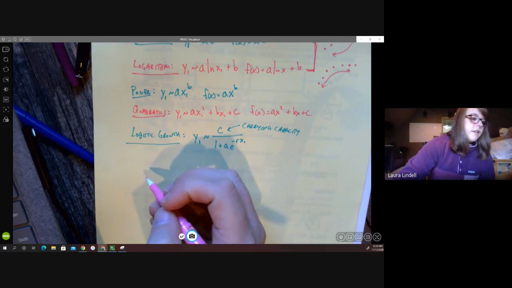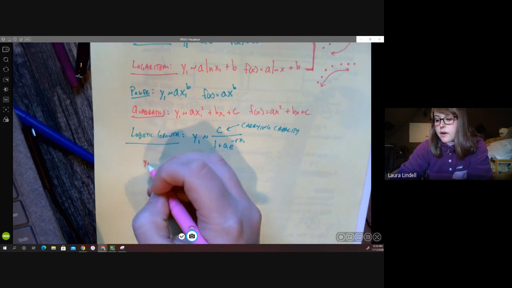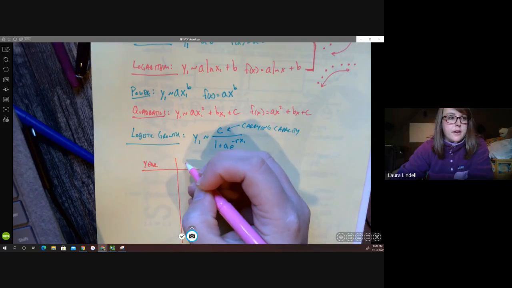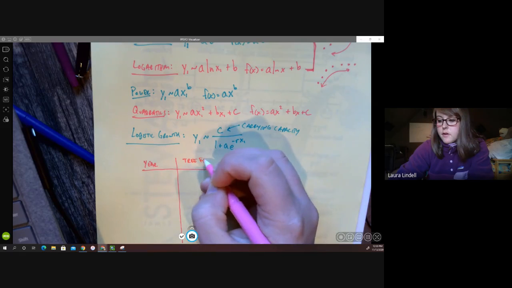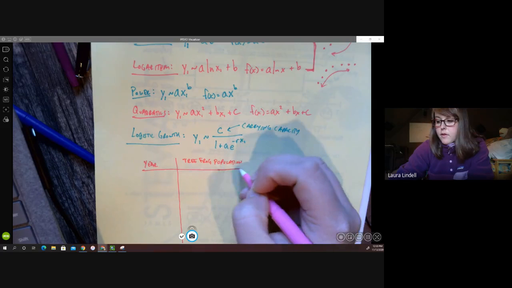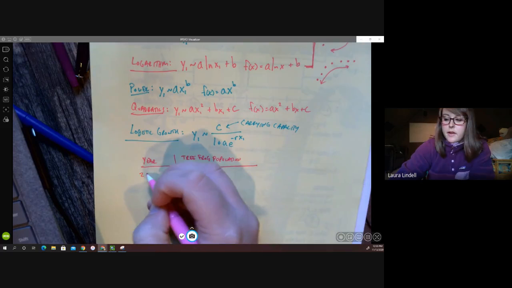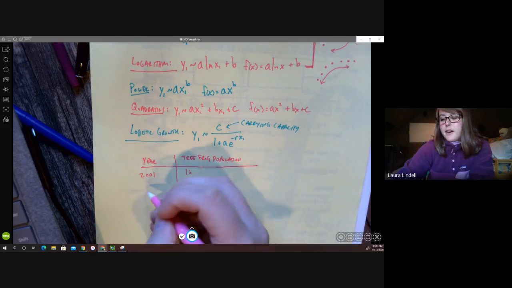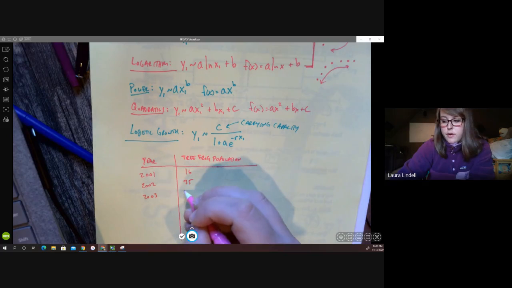So this data is, let's see. We're going to have the year, and we're going to have the tree frog population. And this is a rare type of tree frog that almost went extinct. So in the year 2001, there were only 16 of them left, but then they made a miraculous recovery. And in the year 2002, there were 35 of them. In 2003, there were 70.